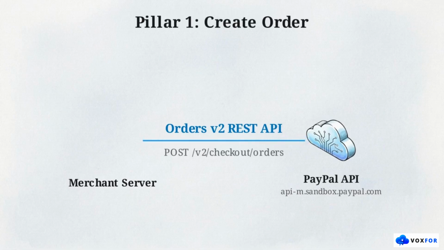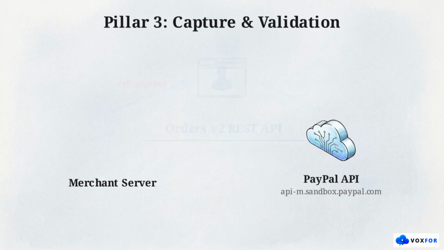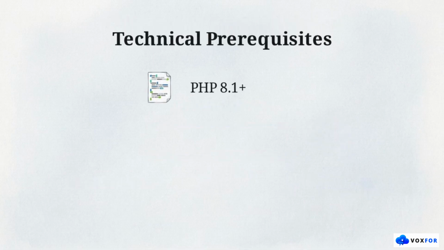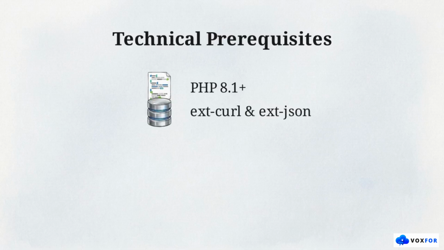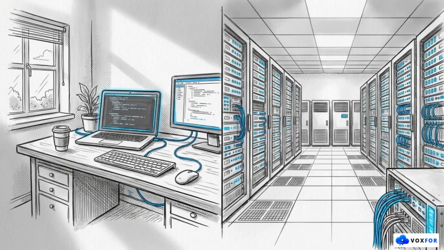This architecture relies on 3 pillars: generating the order on your server, redirecting the buyer for approval, and capturing funds server-side, validated by Webhooks. To implement this, you'll need PHP 8.1 plus with curl and JSON extensions, Composer 2, and a PayPal developer account. Establishing this modern baseline ensures that the code you write in development will behave predictably when moved to a live production server.